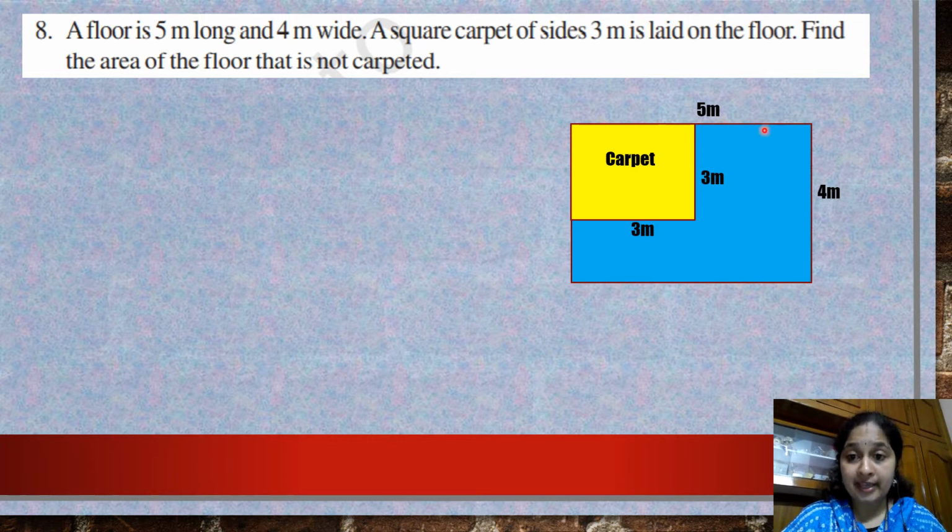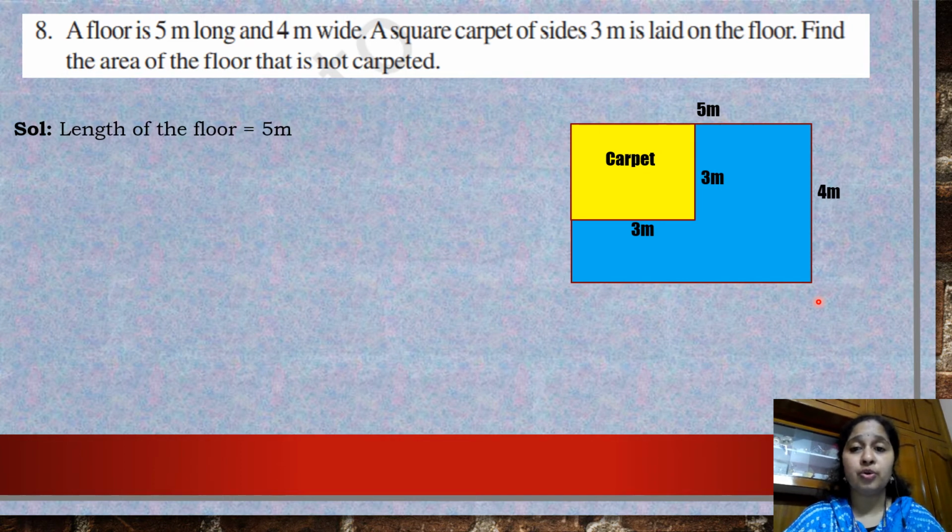We need to find the area of the floor and the area of the carpet. And then from the area of the floor, if we subtract the area of the carpet, then we can know the remaining space area. I hope it's clear, children. Let's solve it now. What is the first statement?